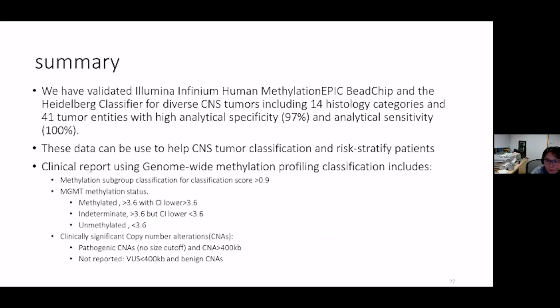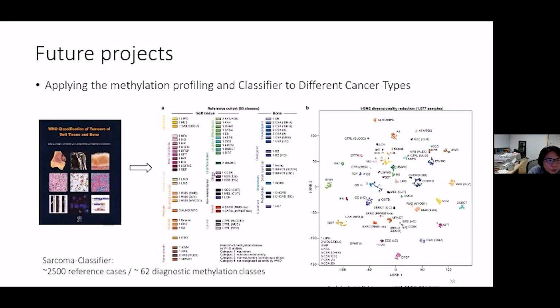So here's just the summary, just to reiterate what I just described. We have validated this platform and the classifier for diverse CNS tumors, including 14 histology categories and 41 tumor entities with high analytical specificity and sensitivity. And the data can be used to help CNS tumor classification and risk stratify patients. And so here is what we report. Usually included is the classification by methylation and MGMT methylation status, and also the copy numbers we found by this platform.